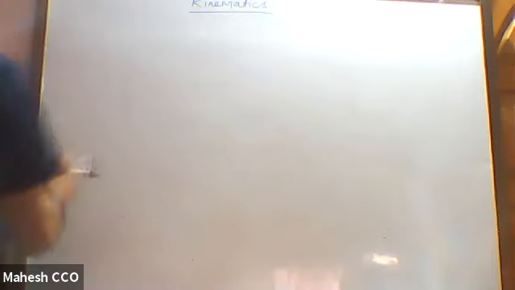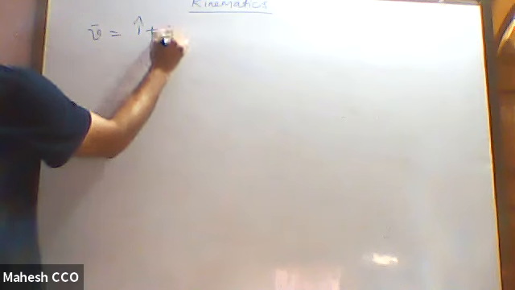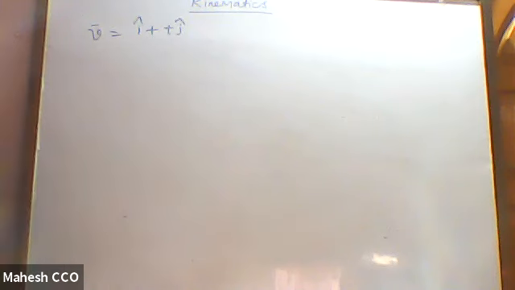Now, let us solve some simple problems. For example, if velocity is given by i cap plus t times j cap. Velocity is given by i cap plus t times j cap.